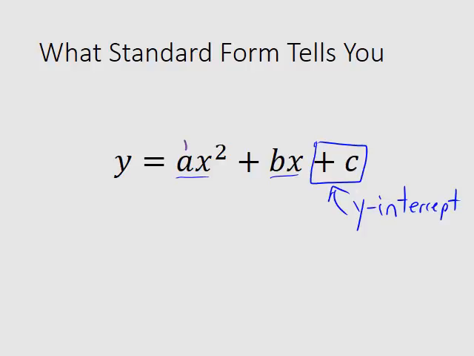The other thing that standard form tells you is up here at the beginning, and that is your a. Your a, just like with vertex form, tells you your stretch if it is stretched. And if a is negative, then that tells you that it has been reflected. In other words, if you have a negative value here at the beginning, your graph is opening down instead of up. Remember, your normal x squared is a U-shape opening up. So if that's negative, it's going to be a U-shape opening down.